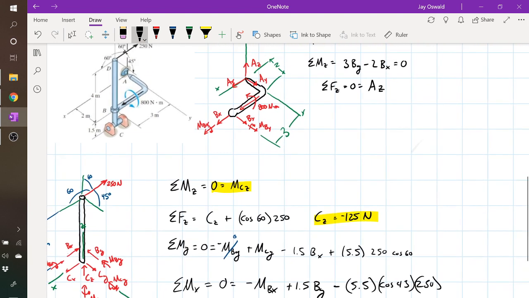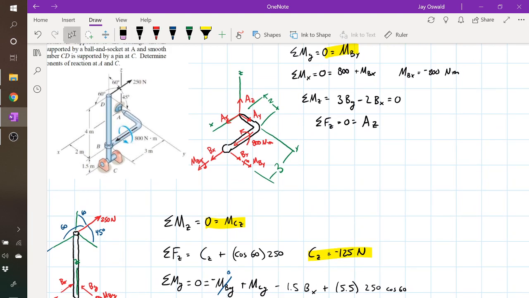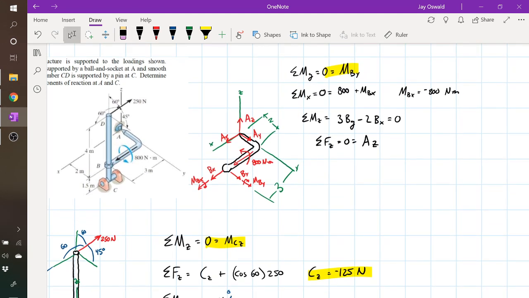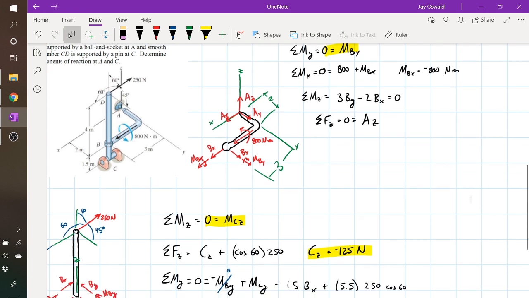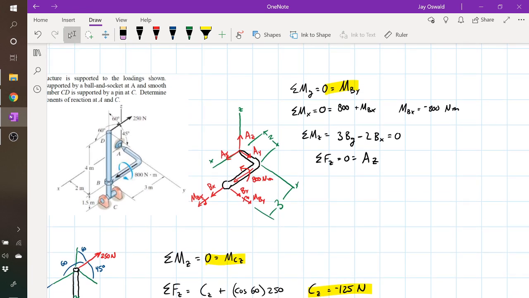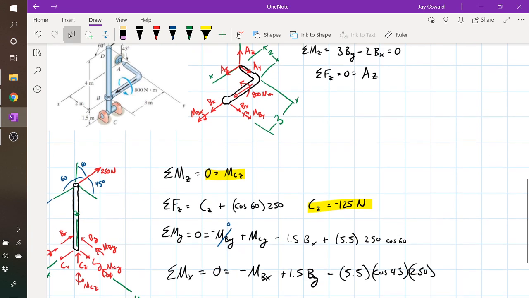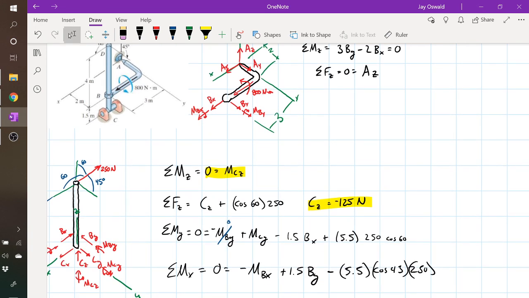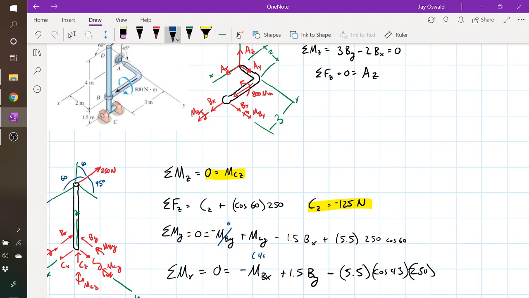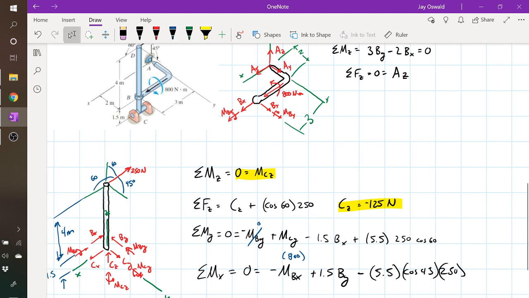That's not directly accessible, but let's see if there's an obvious one. MBY is 0. No, that's not what we want. We want MBX. But MBX we know. All right, so that was an easy one too. So MBX is 800. I'm not going to solve that, but you can, right? So that gives you another thing. Now you would have BY, so sum of forces in Y would probably give you CY.